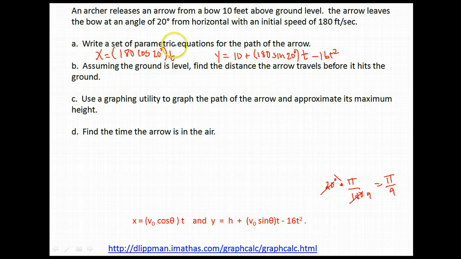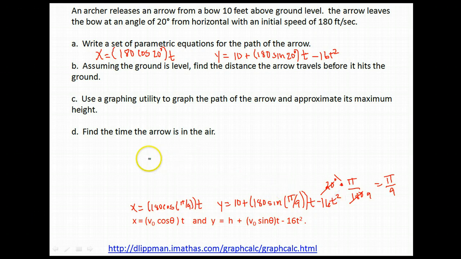So if you need to write this in terms of pi, my equations would be x equals 180 cosine, and in my calculator, I'm going to have to put parentheses around the pi over 9 and then put my t. And y would be equal to 10 plus 180 sine, again with parentheses around pi over 9, t, minus 16t squared. Okay, so those are our equations, and we are ready to go to our calculator.